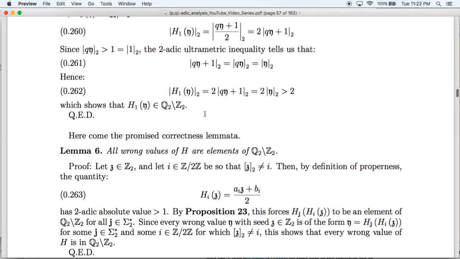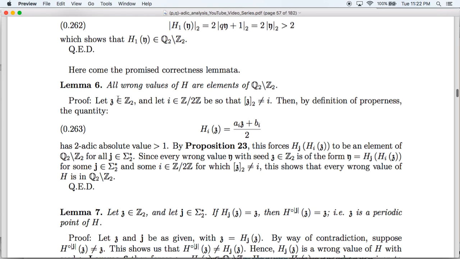And now we have the promised correctness lemma. So all wrong values of H are elements of Q2 take away Z2.